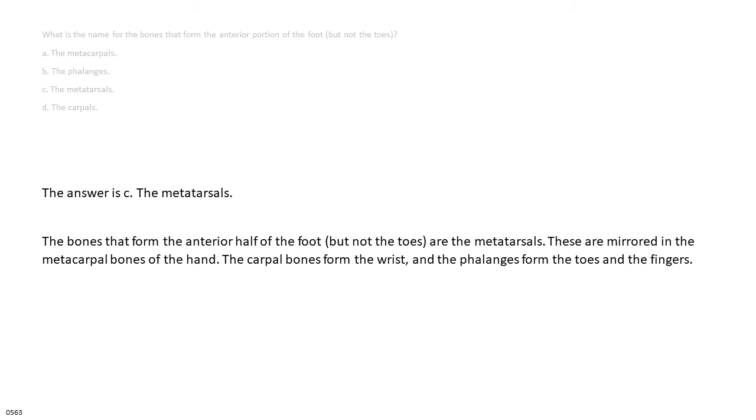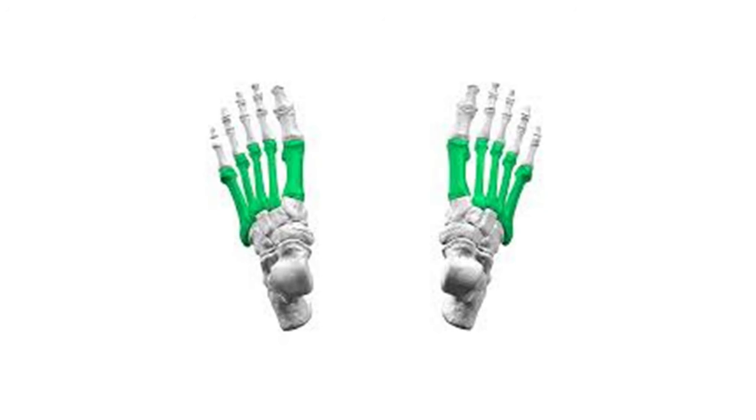The answer is C. The metatarsals. The bones that form the anterior half of the foot, but not the toes, are the metatarsals. These are mirrored in the metacarpal bones of the hand. The carpal bones form the wrist, and the phalanges form the toes and the fingers.